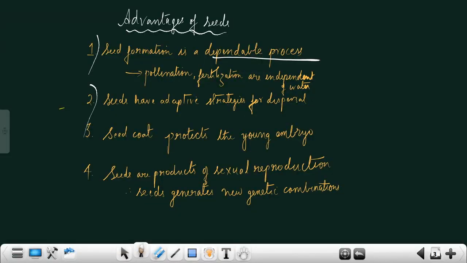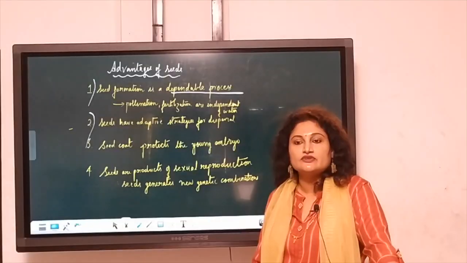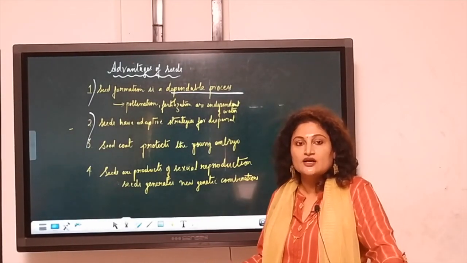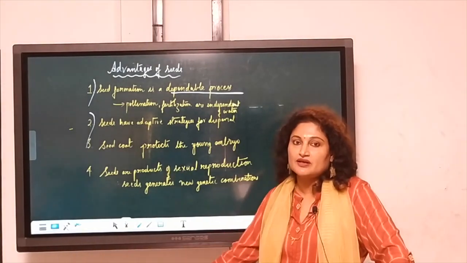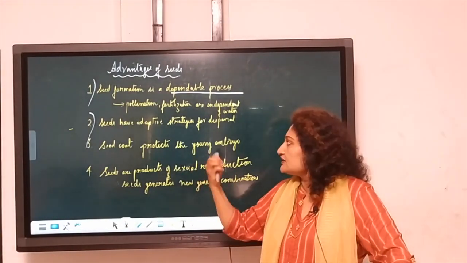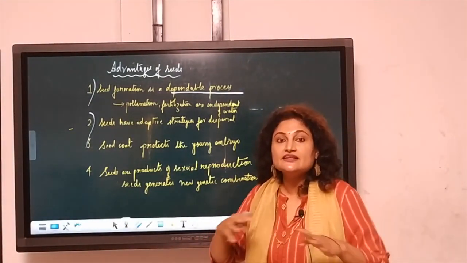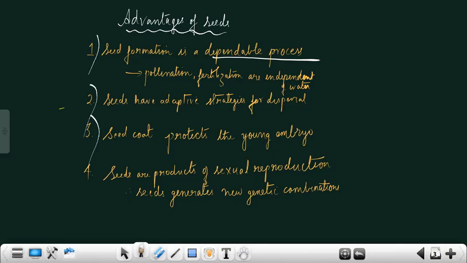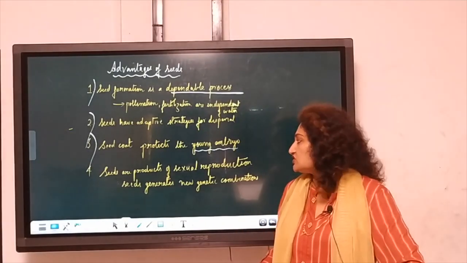The second advantage of seeds is they have adaptive strategies for seed dispersal. Right from lower classes, you'll have learned how seeds are dispersed. They have wings or tufts of hair or hooks, etc. That's how they're carried from the parent plant to distant places. So because of this adaptive strategy, they are widely distributed. The third advantage is all seeds are protected by a seed coat. So this protects the young embryo. The young embryo is not going to die easily. It is protected by a hard and tough seed coat.